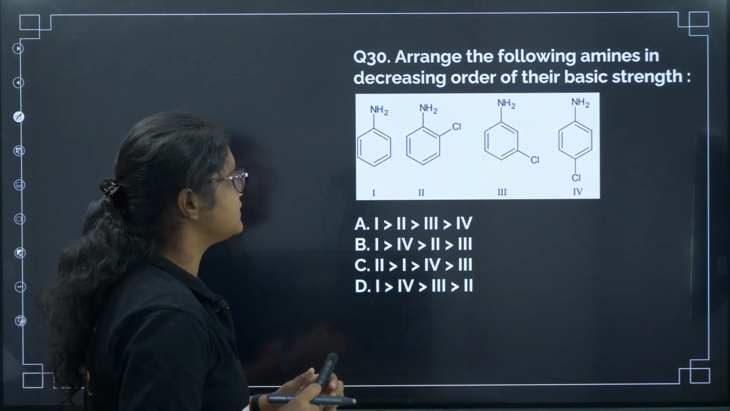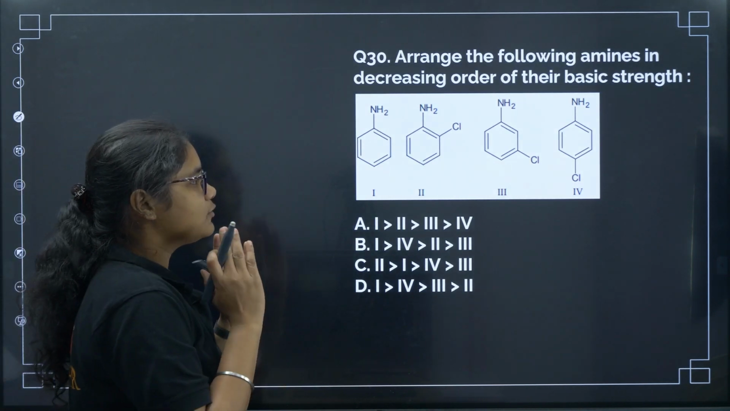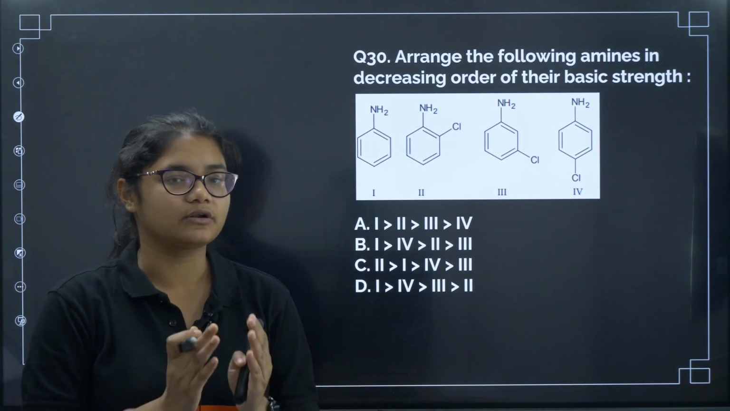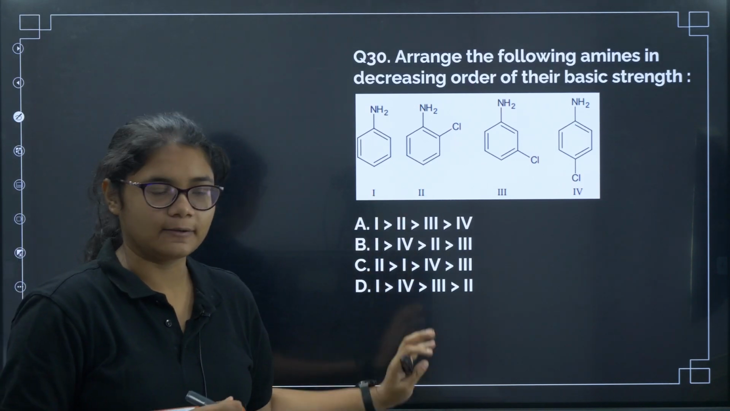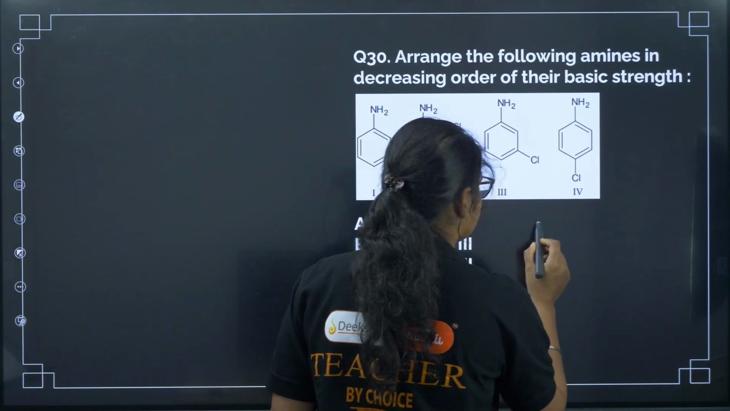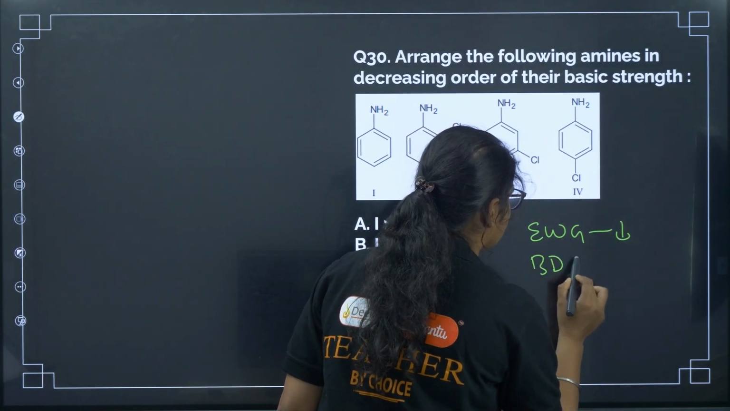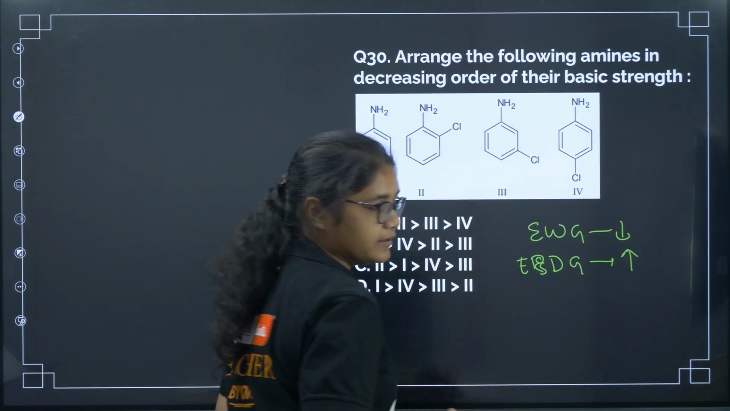Arrange the following amines in the decreasing order of their basic strength. So that is a very easy question. Many questions, as I told you, are asked on the decreasing or increasing order of acidic and basic strength. So the fundamental concept must be very clear here. In basicity, what happens? If an electron withdrawing group is there, then basicity will decrease. If an electron donating group is there, then basicity will increase, right?